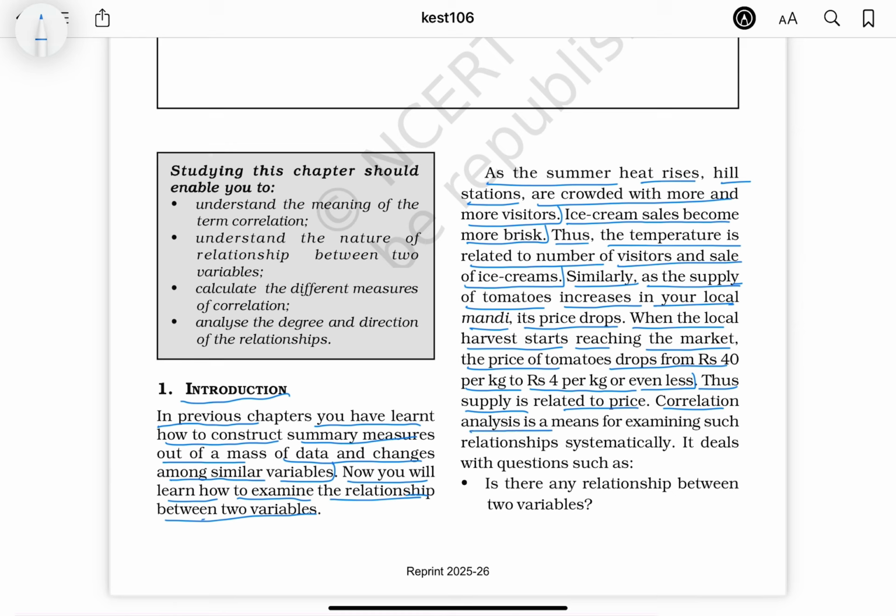Correlation analysis is a means for examining such relationships systematically. It deals with questions such as, is there any relationship between two variables?